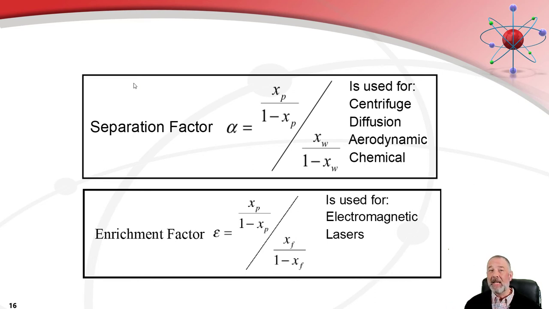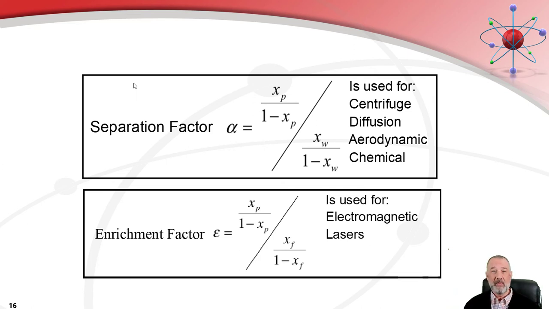The other one is something called the enrichment factor, and this is for processes that are extremely good at separating out our uranium-235 from our uranium-238. And these are, in their entirety, electromagnetic separation, or EMIS, and the two laser methods. So let's dig into the first one, which is our separation factor.